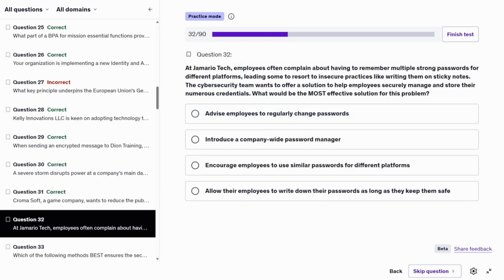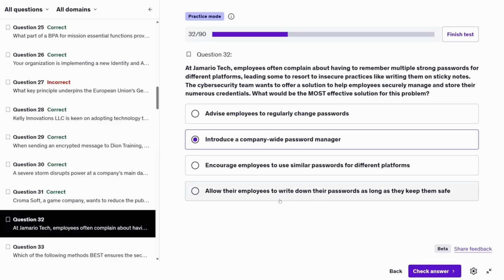At Jamario Tech, employees often complain about having to remember multiple strong passwords for different platforms, leading some to resort to insecure practices like writing them on sticky notes. The cybersecurity team wants to offer a solution to help employees securely manage and store their numerous credentials. Which of the following would be the most effective solution for this problem?